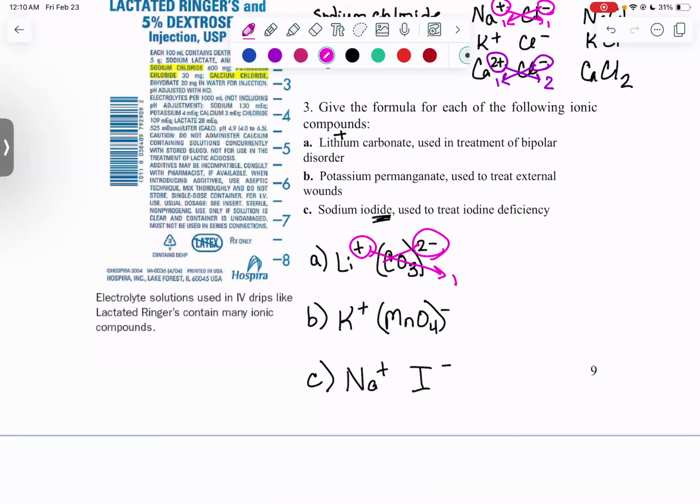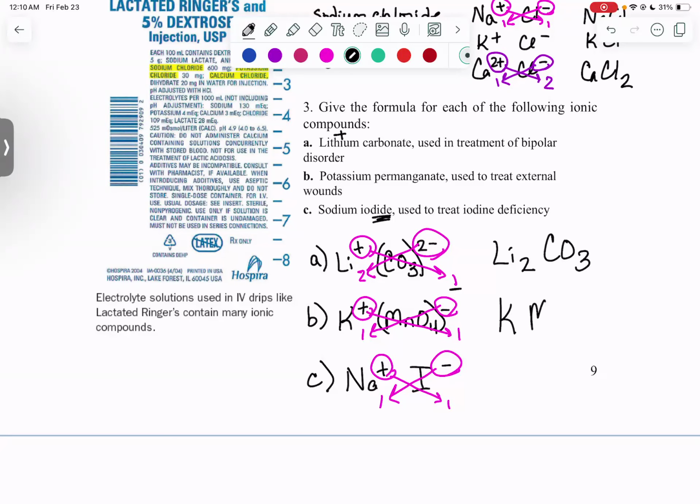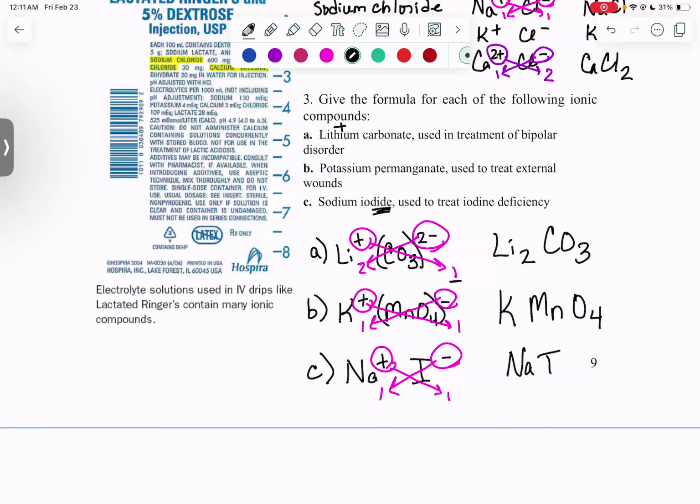That's a 1, that's a 2, that's a plus, it's going to be a 1, that's going to be a 1, and a 1. Okay, so now all I have to do is rewrite them. So I have Li2, and then since CO3, since I only have a 1, I don't need the parentheses, so I'm going to just say Li2CO3. Here I have K1, but I'm not going to write the 1, and then the MnO4, I only have one of them, so I don't need the parentheses, KMnO4. And then I have NaI. And that's it. All right, I hope this helps.